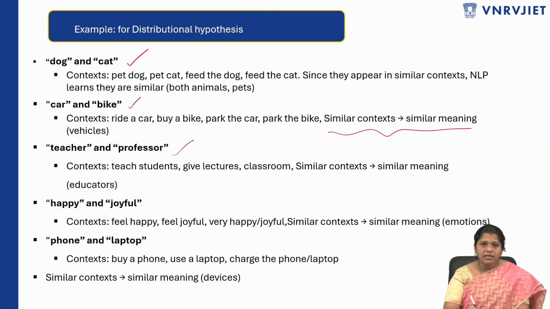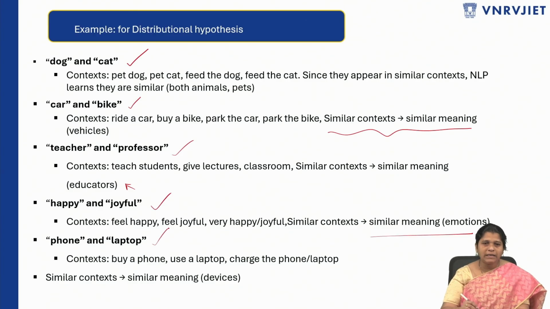Yes, next is teacher and professor, which are mapped in a similar space context of educators, where a teacher might be teaching one audience, whereas a professor may be giving lectures to some other audience. But still, they belong to the same scenario of the meaning term educator. Similarly, happy and joy. Most people use happy, sometimes joy, sometimes joyful, but still they belong to the same scenario of the emotion concept.